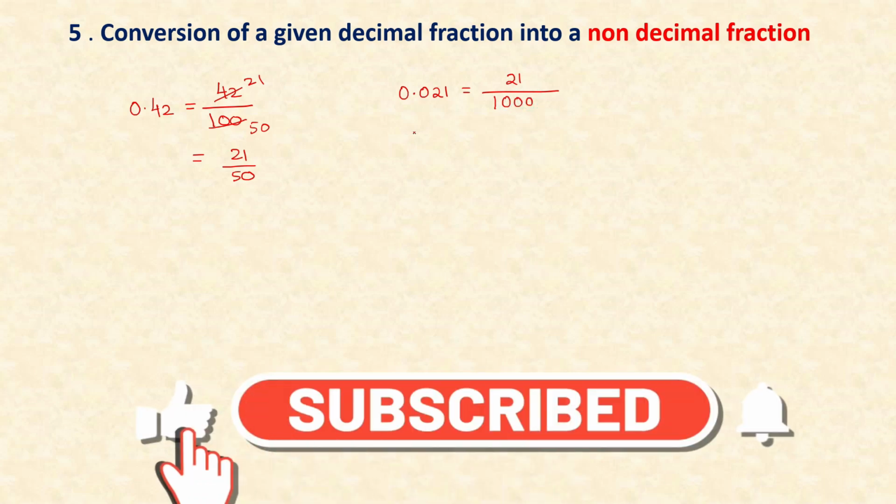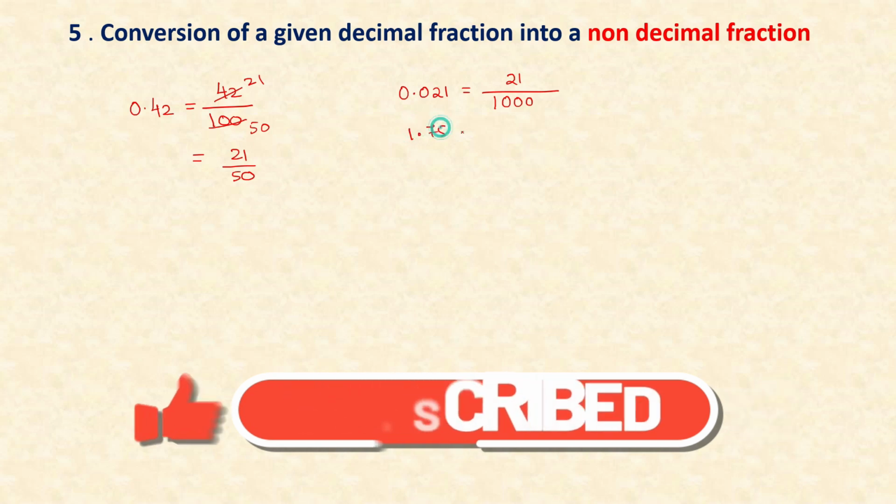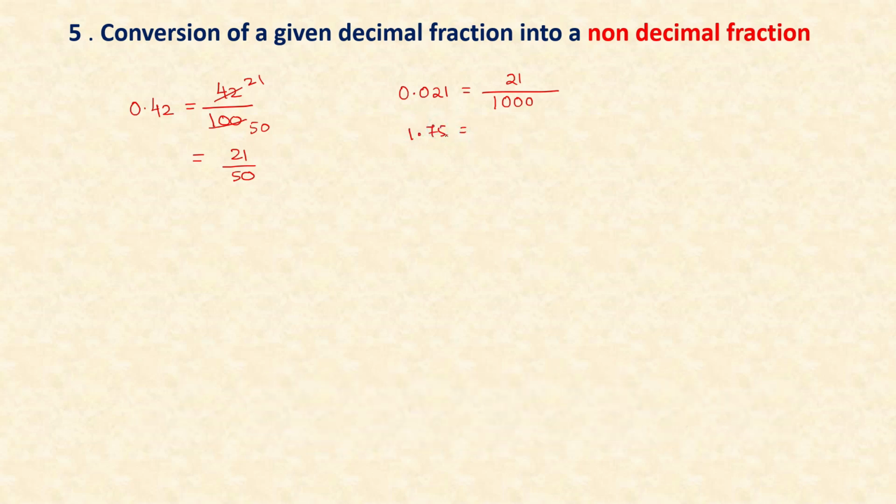Let us take another interesting example. For example, this is 1.75. How can we write 1.75? I can write it as 175 divided by, as I can see from the decimal point, there are only 2 digits. So I can write 1 here and, for 2 digits, 2 zeros I will put. So it is 175 divided by 100.